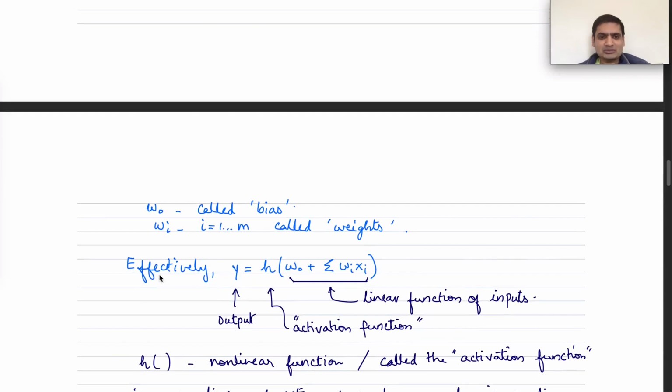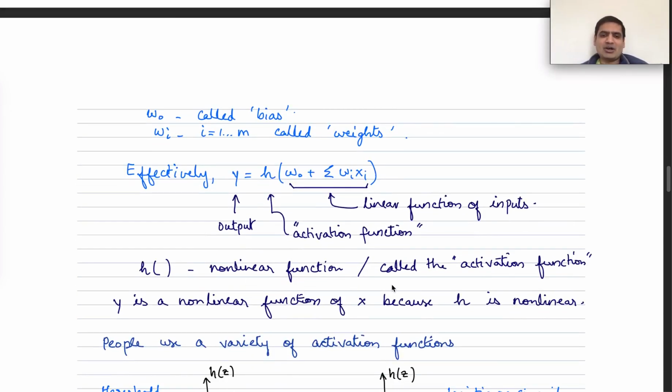Effectively, what we have is a function of x, y equals h of w naught plus the summation of wi xi. So we have a linear function of the inputs, and then we have h, which is a nonlinear function of a linear function of the inputs. h is called an activation function, again in the neural network world. So effectively, what we have is a nonlinear function of x. Linear plus something nonlinear gives you something nonlinear.